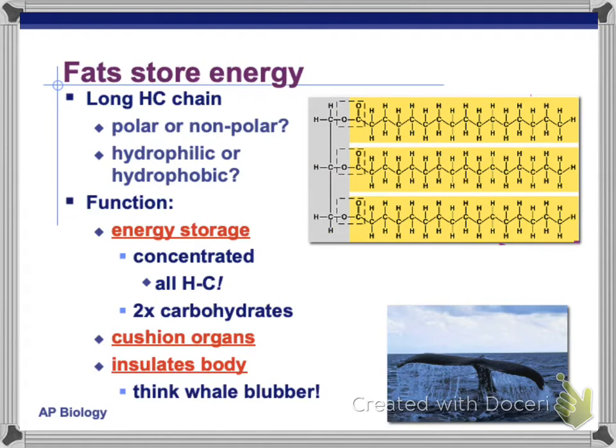Now, because of all those carbon-hydrogen bonds, fats tend to store lots of energy. That is their main job, is that they're energy storage. Now, we then have special tissue called adipose tissue where we can store extra fat for energy for future use. And that extra fat serves as cushions for our organs, and it also helps insulate our bodies.